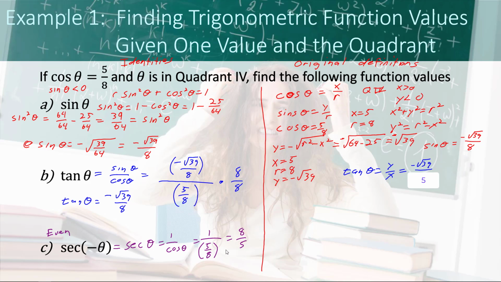Of course, on this side, you still need to use the even-odd identity. So we would have that secant of negative theta is equal to secant theta. But once you've done that, we know that secant theta is equal to r over x. R is 8 and x is 5. So you can still do it using the definitions, but you still need to recognize that secant is an even function and take advantage of that. So that is our first example.